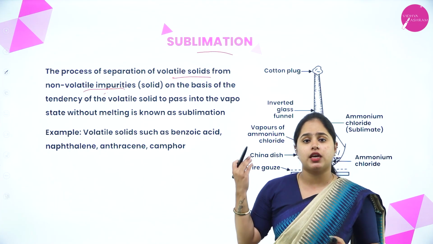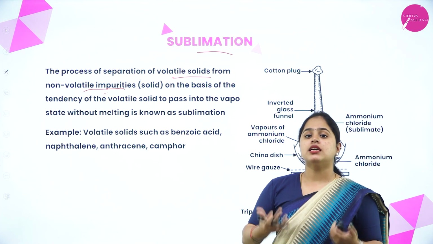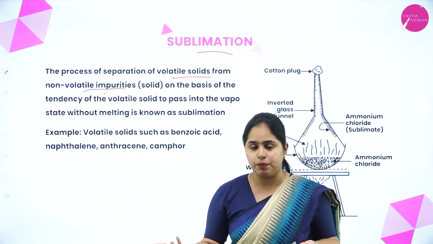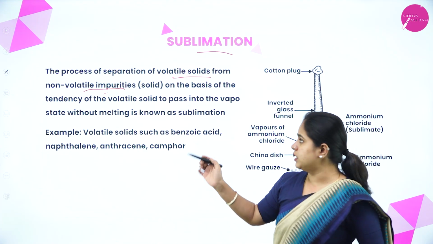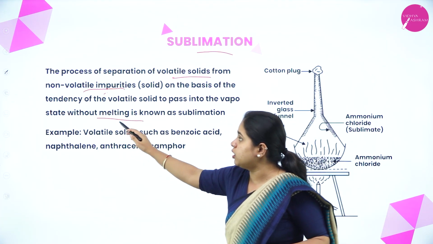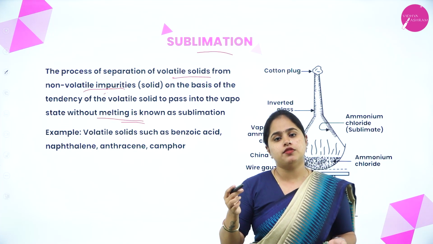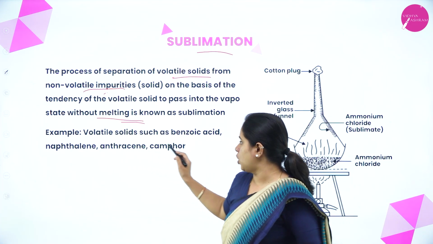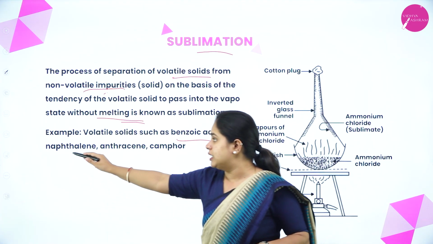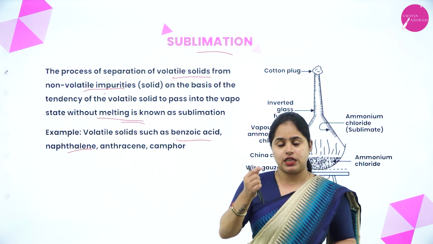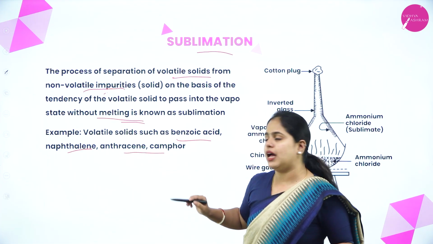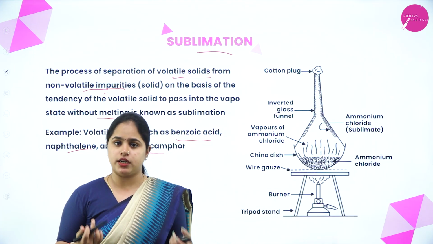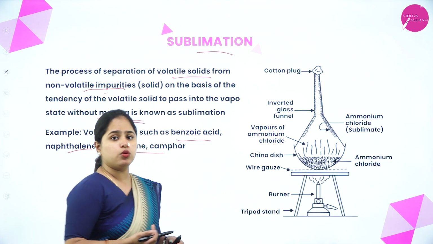In such cases, we can use the sublimation process. Whichever substance you take should be able to sublime, that means without melting into the liquid state, it should get converted directly into the gaseous state. A few examples of such volatile solids are benzoic acid and naphthalene, which will be familiar to you. You have seen naphthalene balls. Camphor and anthracene are also examples of organic compounds which undergo sublimation. So how do we do this process?